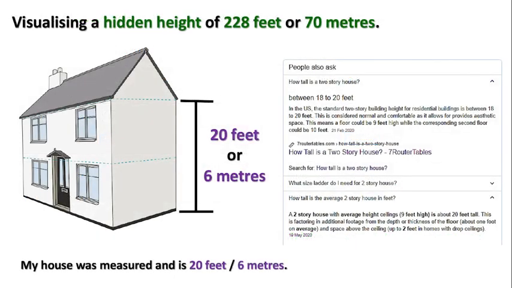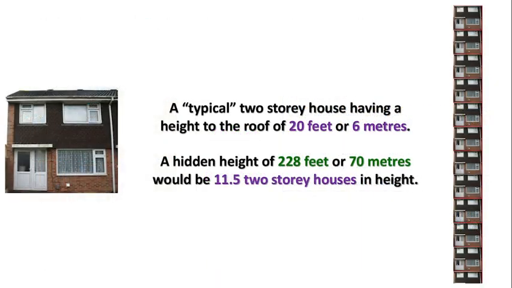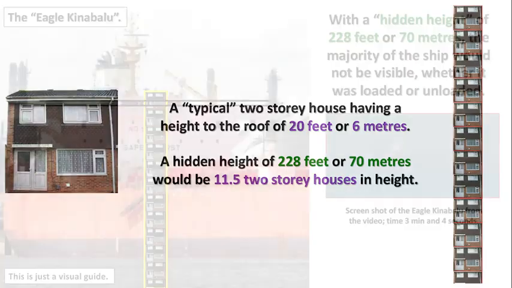Visualizing a hidden height of 228 feet, or 70 meters. The average two-story house is between 18 to 20 feet. My house was measured and is 20 feet, or 6 meters tall. A typical two-story house has a height to the roof of 20 feet or 6 meters. A hidden height of 228 feet or 70 meters would be 11.5 two-story houses in height.